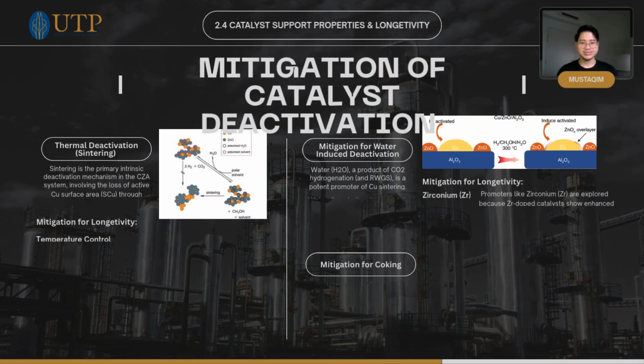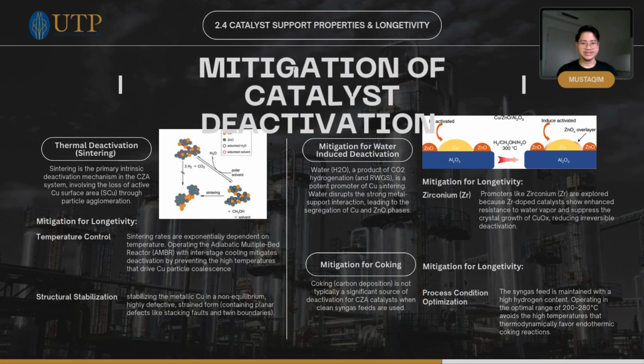Our design strategies must mitigate the three primary deactivation threats. The first one, sintering, the loss of specific copper surface area, is the primary deactivation mechanism. We mitigate this at the micro scale by adopting a multi-bed reactor with interstage cooling. This engineering control prevents extreme temperatures, which drive the exponential increase in sintering rates.